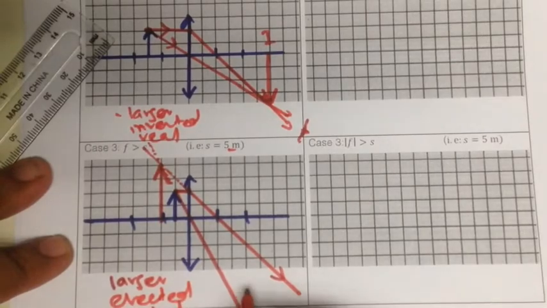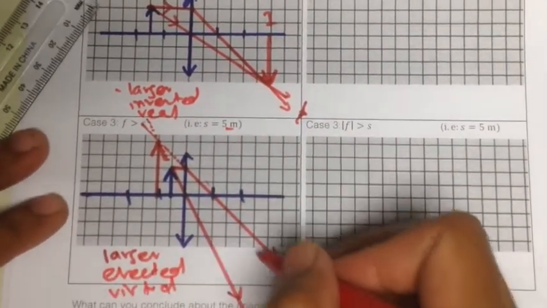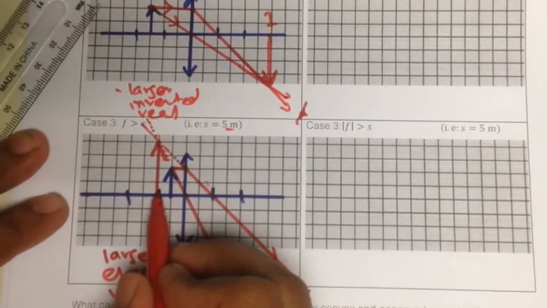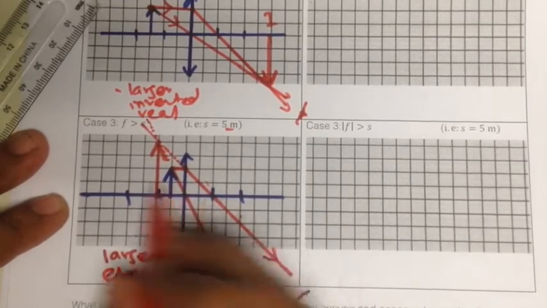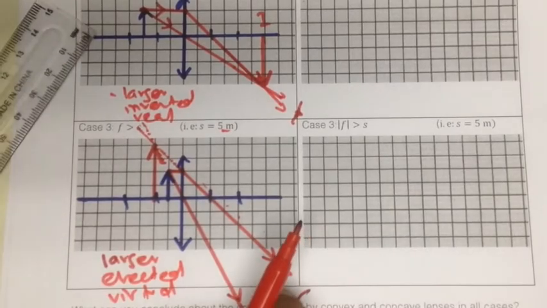So why is it virtual? Because this is the outgoing rays. The outgoing rays are on the opposite side of the image. So image and outgoing rays are on opposite sides, so we have virtual. Now let us confirm by our calculation.